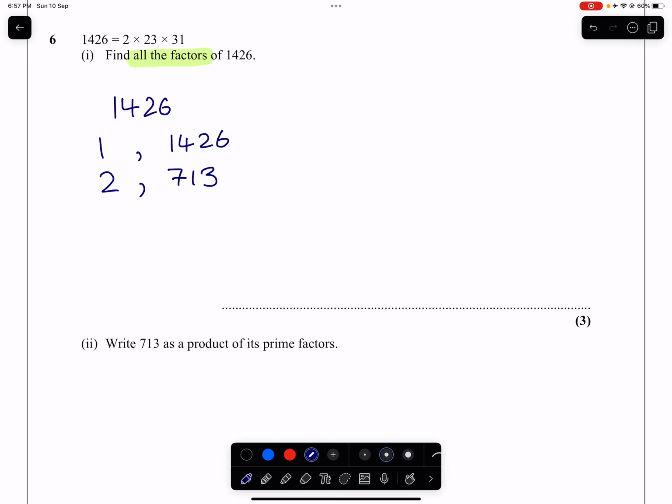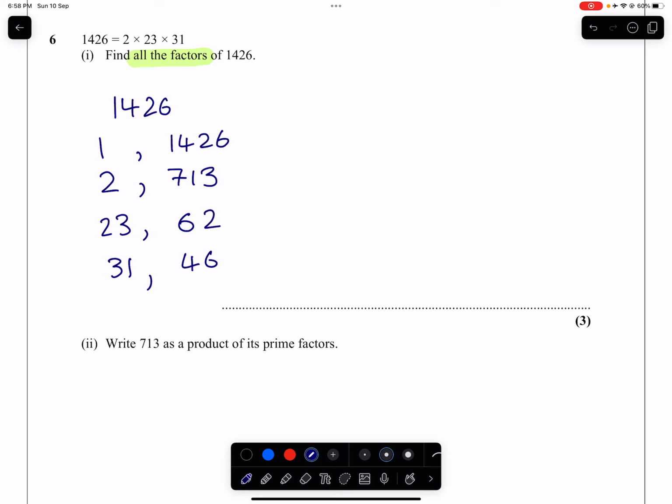We then have this 23. We know that 1426 can be divided by 23. And if we do so, we end up with, sorry, not 31. That's not true. We end up with 62. And then if we divide 1426 by 31, we end up with 46 as our answer.